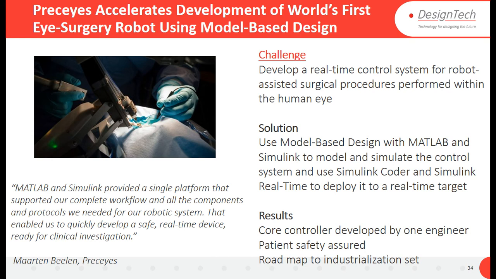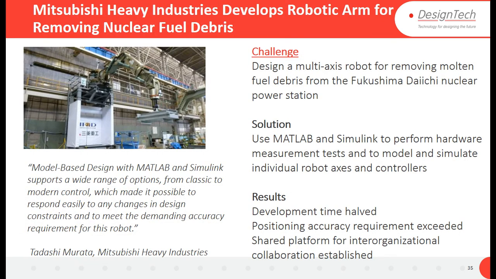So they developed a safe real-time device ready for clinical investigation. Some other applications: Mitsubishi actually designed a robotic arm for removing nuclear fuel debris. A robotic arm is an example of a manipulator, right? So the challenge: design a multi-axis robot, which means it can move anywhere as I want. Design a multi-axis robot for removing molten fuel debris from the Fukushima Daiichi nuclear power station.